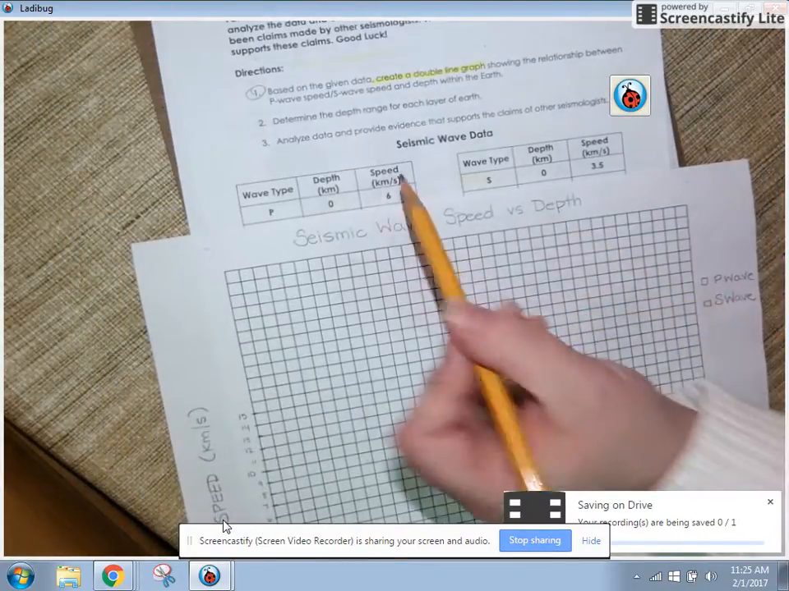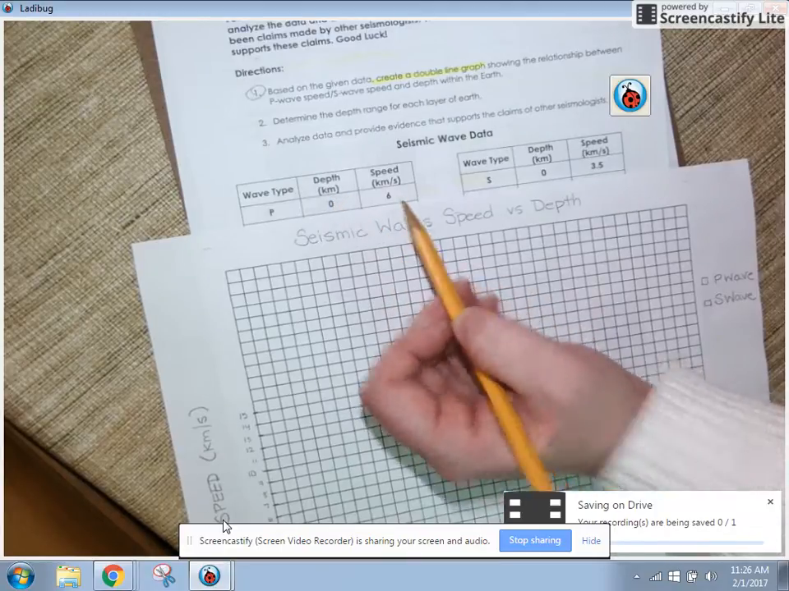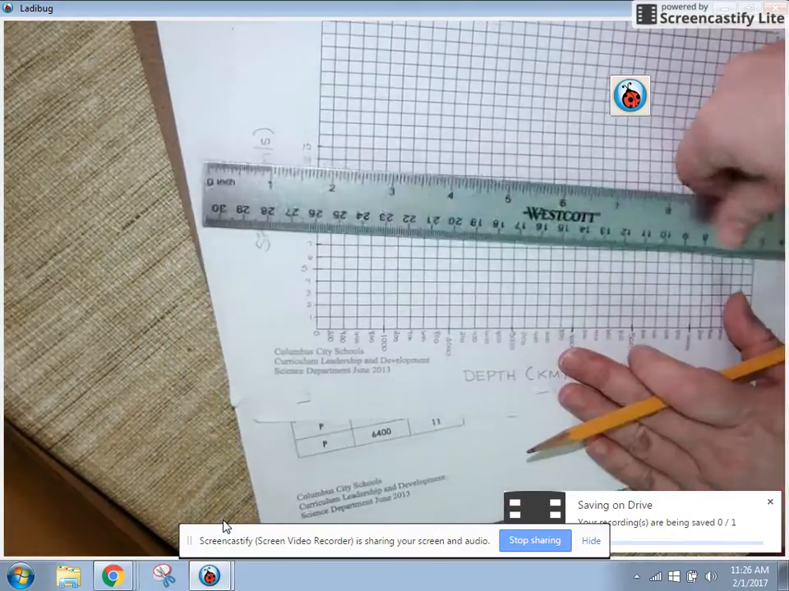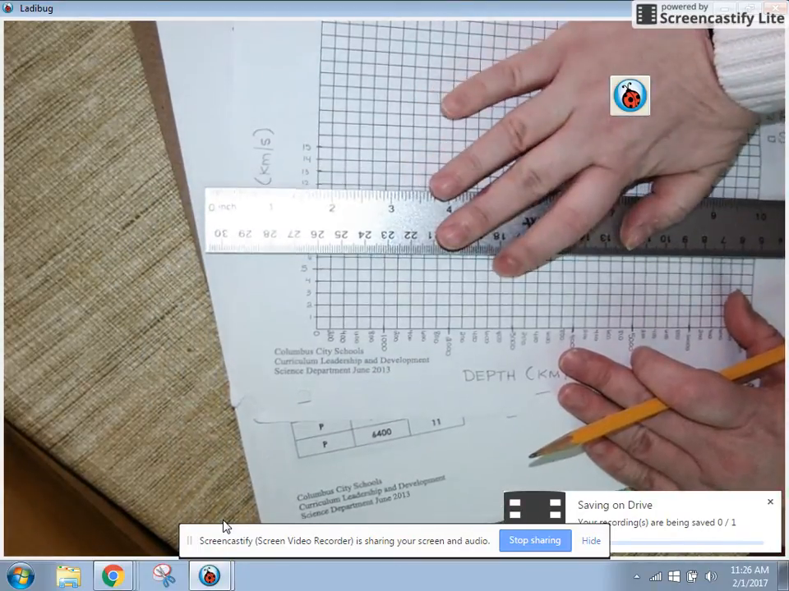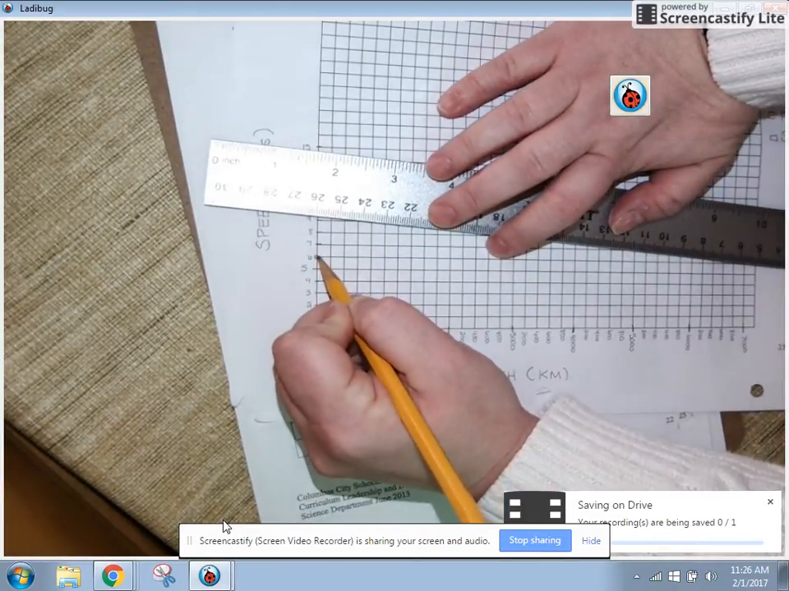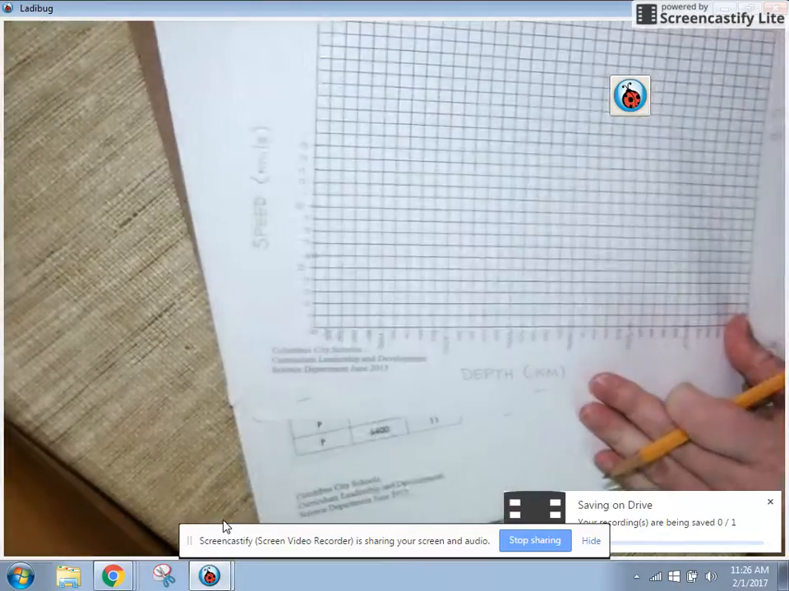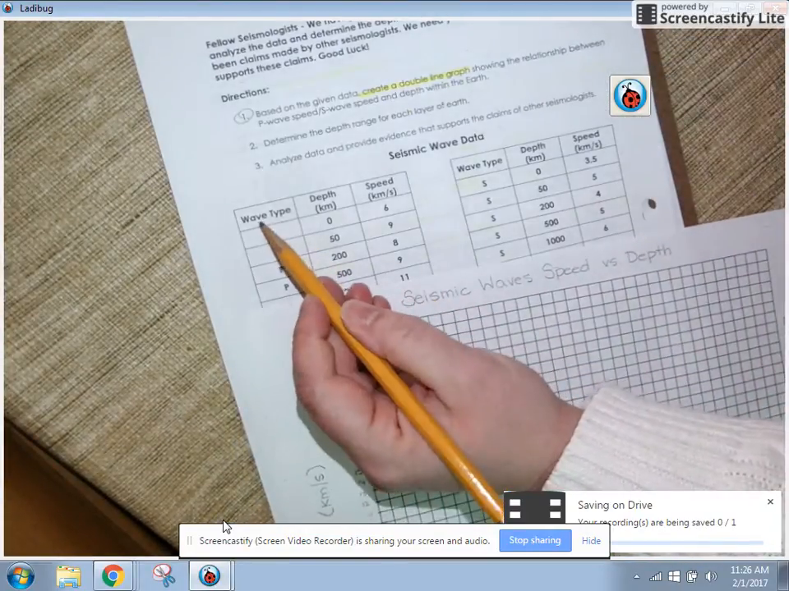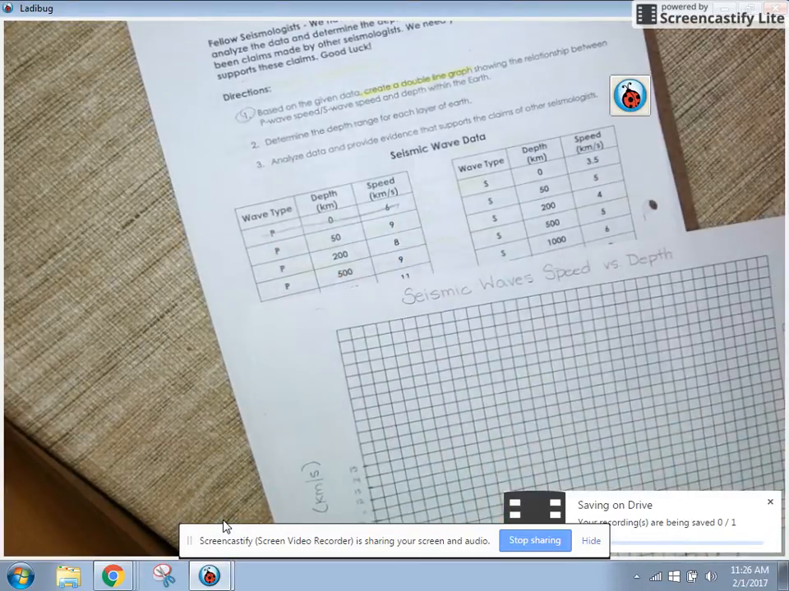So my first data point, I can see that at 0 kilometers, this seismic wave is traveling at 6 kilometers per second. So I'm going to, let's see, 6 kilometers is right there. At 0 depth, this is how fast my seismic wave is traveling. I make a point there. I go back to my data. I'm going to cross this off so that I know that I've done that.